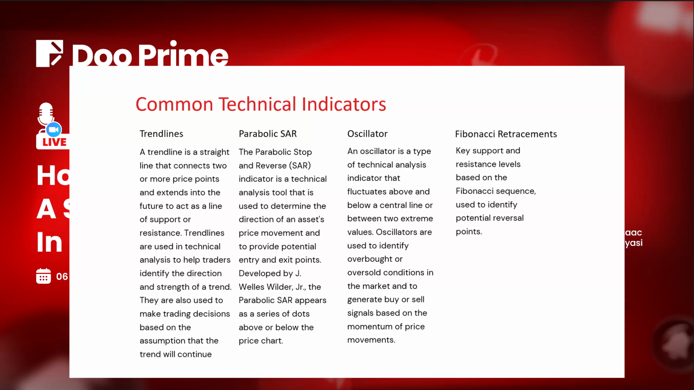All right, so this is the oscillator. It also produces crests and troughs, that is highs and lows. It's used to define overbought and oversold regions in the market. An oscillator is a type of technical analysis indicator that fluctuates above and below a central line or between two extreme values. Oscillators are used to identify overbought or oversold conditions in the market and to generate buy or sell signals based on momentum of price.